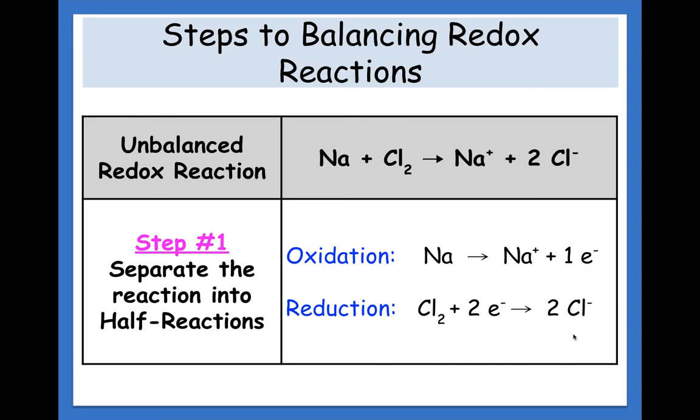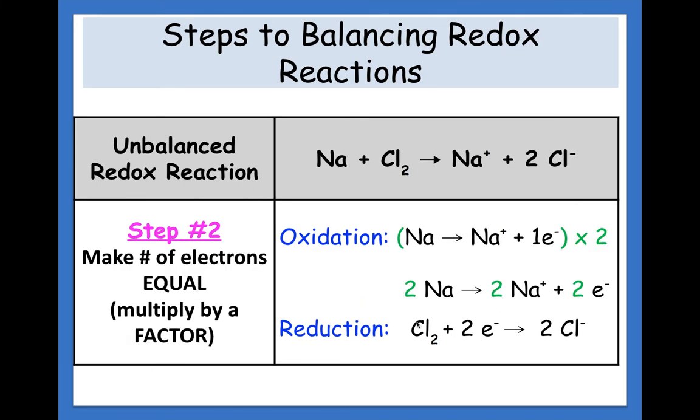Okay? So then now what you're going to do for step 2 is to make the number of electrons equal or multiply by some type of factor. Now we could see here that we had 1 electron here for that 1, and then we had 2 electrons here. Well, we need to make those number of electrons the same. So what we needed to do is multiply this number 1 by 2. So we multiply this by 2, but we have to multiply all of them by 2. We have to distribute that 2. So therefore, we end up with 2 Na plus 2 Na plus 2 electrons.